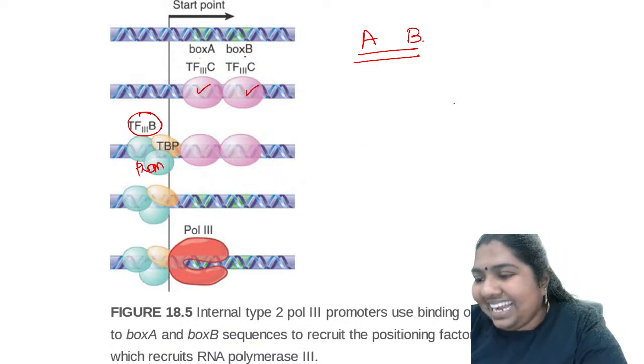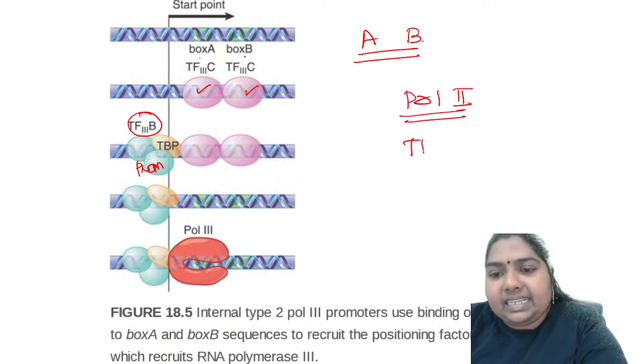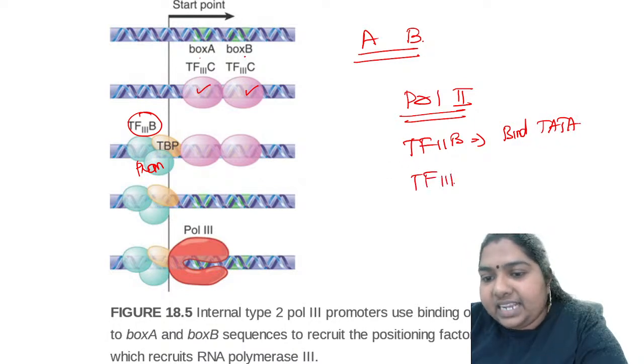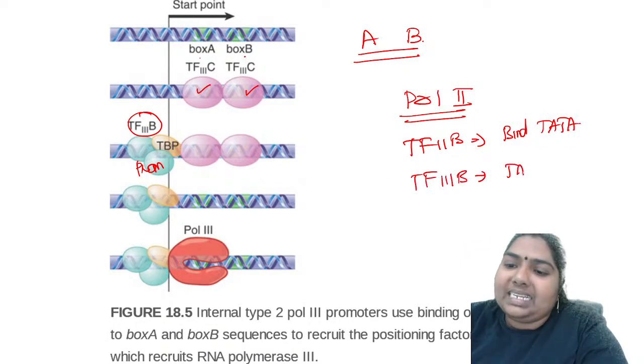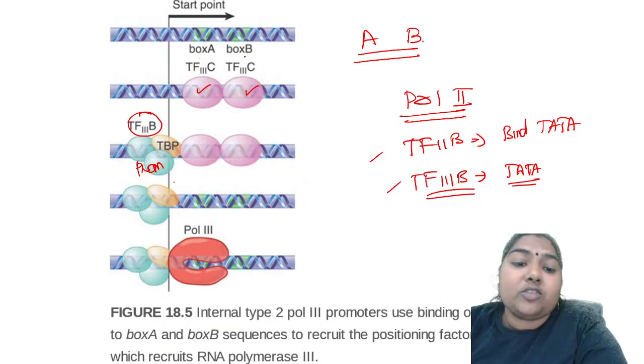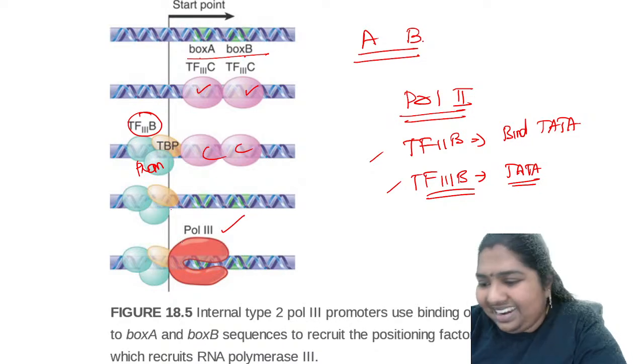So we saw that in case of your Pol 2 also, TFIIB is binding with your Tata box, isn't it? Same, TFIIIB is also binding with your Tata box. Like your 2B, the 3B is also behaving, it is also binding with the Tata box. So here it is going to be AB, so that is only your C. Then your polymerase is recruited.